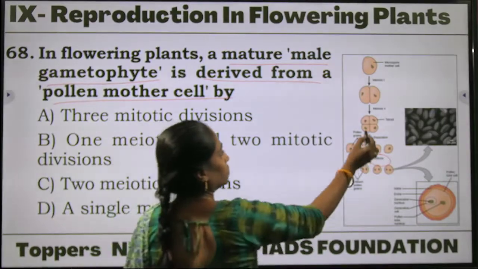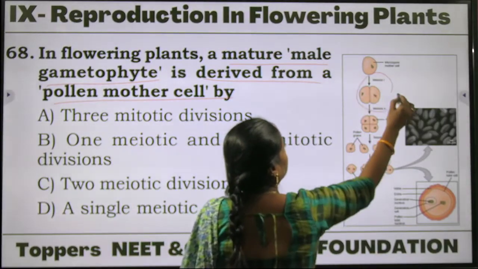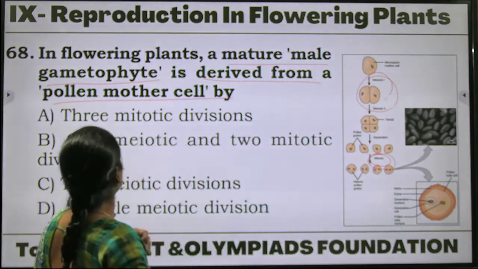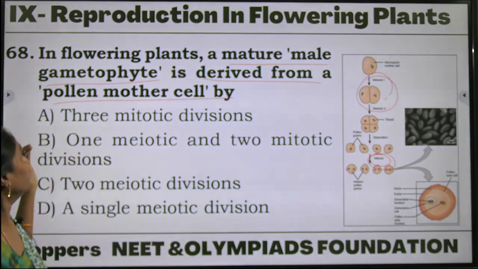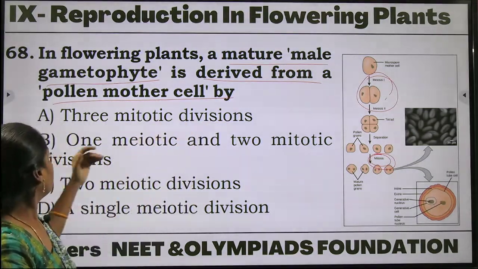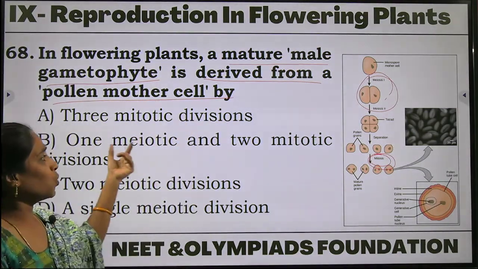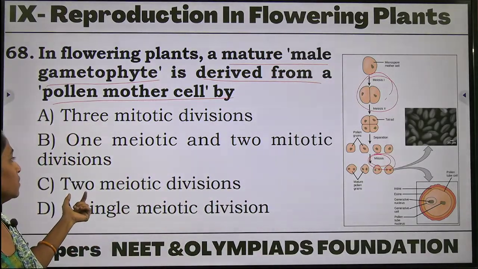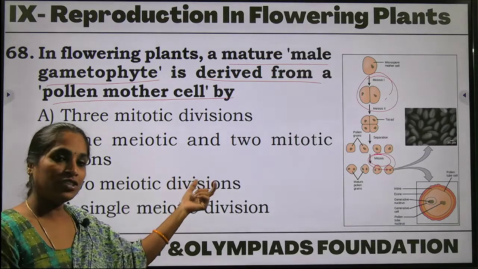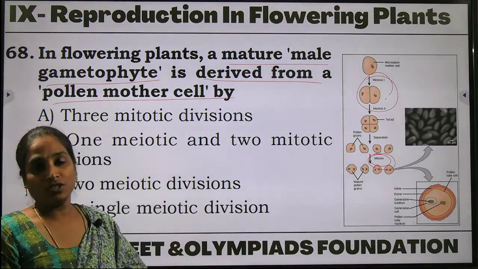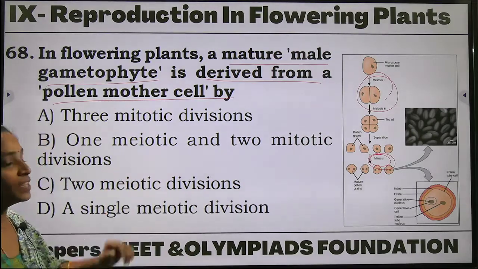Okay, so first meiosis and next mitosis. Let us see what the correct options are out of these. Option A is 3 mitotic divisions, option B is 1 meiotic and 2 mitotic divisions, option C is 2 meiotic divisions, and option D is a single meiotic division. So which one of these will be the correct option?